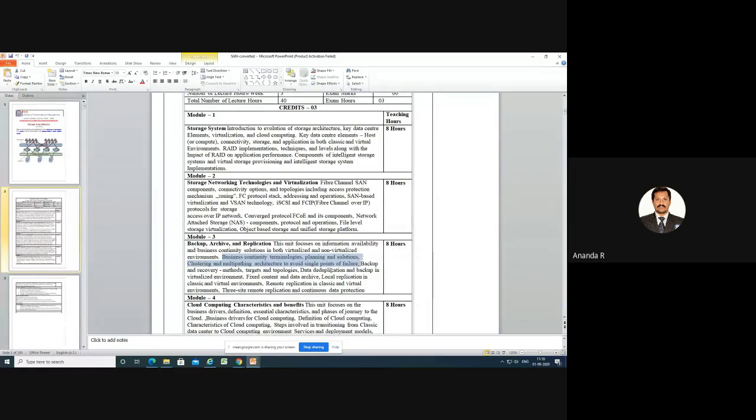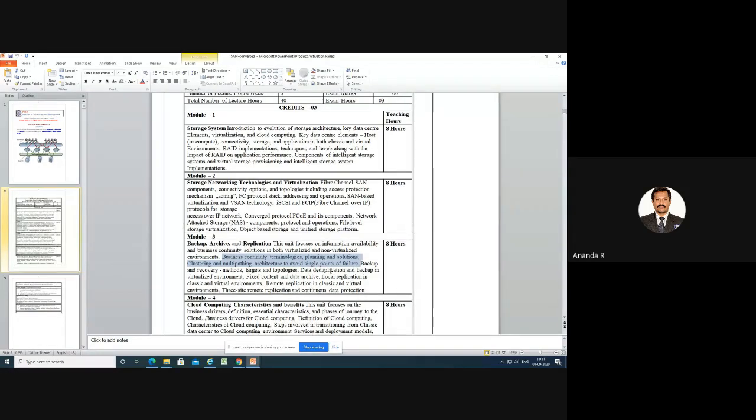If the data is stored in only a single point, then if there is a failure, automatically what happens? Data loss. We completely lose our data. So instead of that, what is the technology, what is the planning, what is the solution, and how are we making a cluster of a multi-path architecture to avoid this kind of failure?